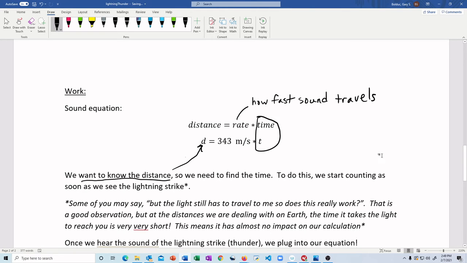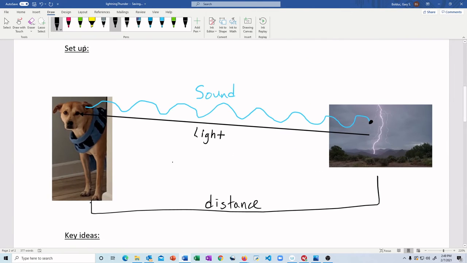Let me go back up to the picture. So we're sitting here. We see the lightning. Again, the light has to travel to us, but it's so fast, we're going to pretend it instantly travels to us. So as soon as we see this lightning bolt hit down, or you just see the sky light up, same thing, you see that light. You say, okay, the lightning bolt has just happened. Let me start counting. 1 second, 2 seconds, 3 seconds, 4 seconds, crack, and then you hear the thunder. And so if you do this process, you have found the time it took for the sound to travel through the air into your ears.